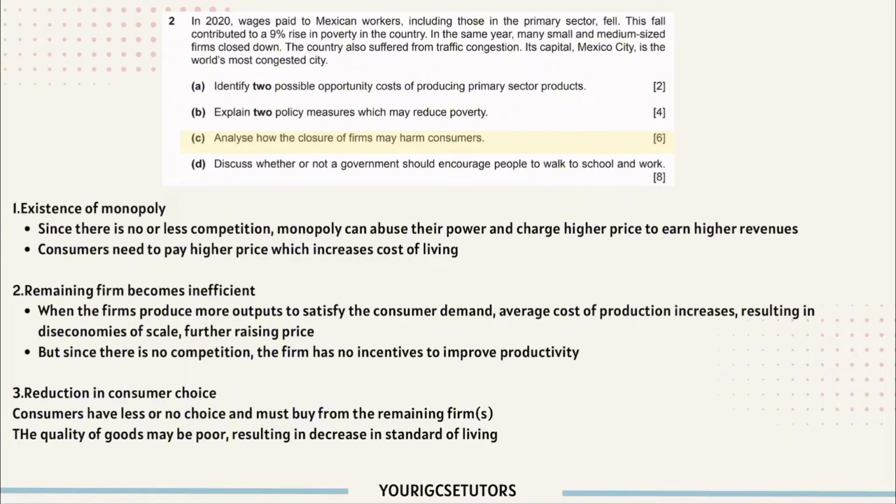But since there's no competition, the firm has no incentive to improve productivity. So this means that there's no competition, so the firm will not want to improve its productivity because there's no point, because they can do whatever they want since there's no competition. And third point is a reduction in consumer choice. Consumers have less or no choice and must buy from the remaining firm, as there's only one or a few supplier. And the quality of goods may be poor, resulting in decrease in standard of living.